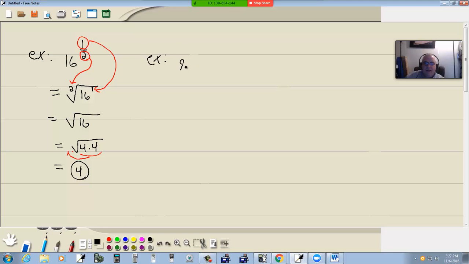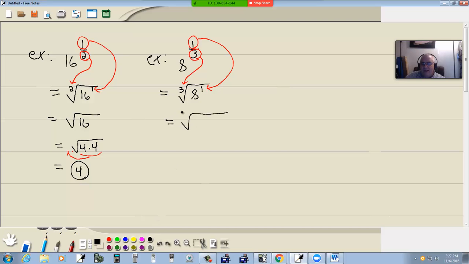Now if I had 8 to the 1/3 power. Again, we put it back in the radical form. So this would be the cube root of 8 to the 1st. Whatever number's in your bottom here, that's your index, goes right there. Whatever number's on top is your power, which goes right there.